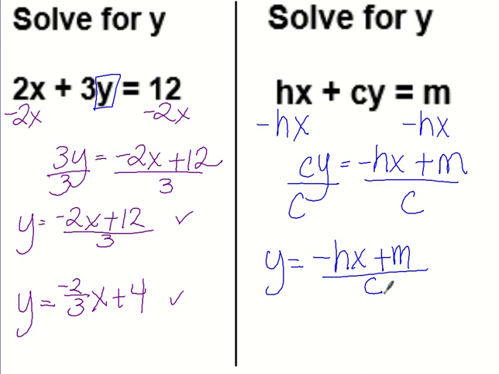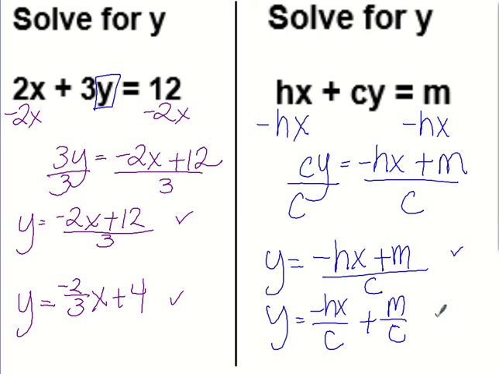Now, just like we left it here, we can leave it. If you really want to break it up, you can. We can do it like this, two separate fractions. These are both the same. So it's up to you. They both are equal. But we can't combine anything. They're all different variables. Nothing's the same. So that's it. Those are our two.